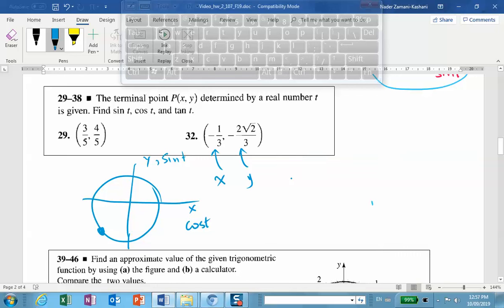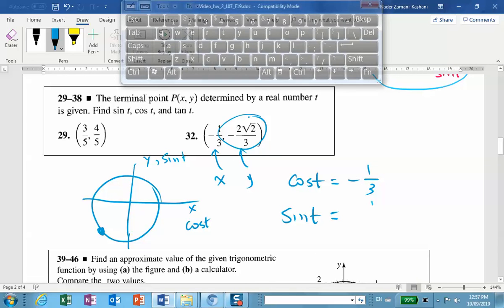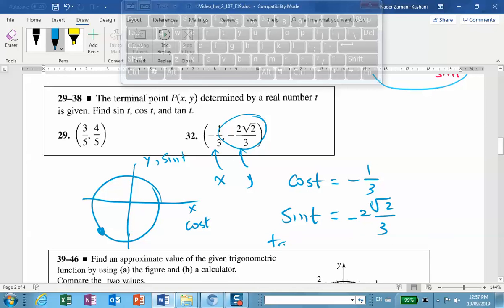So the cosine of t is precisely what x is, minus 1/3. And sine of t is precisely what y is, minus 2 root 2 over 3. Obviously, tangent of t is going to be the ratio of sine over cosine. If you do this, you're going to get minus 2 root 2 over 3 divided by minus 1/3, and this is going to be a positive 2 root 2. That should not surprise you.